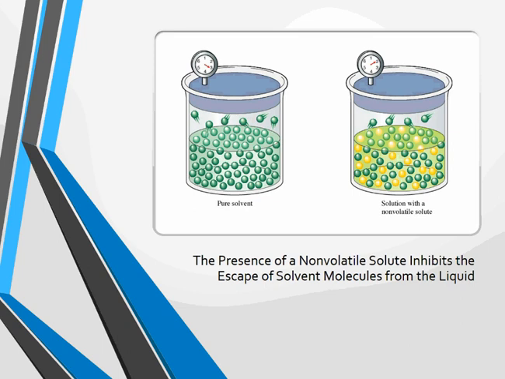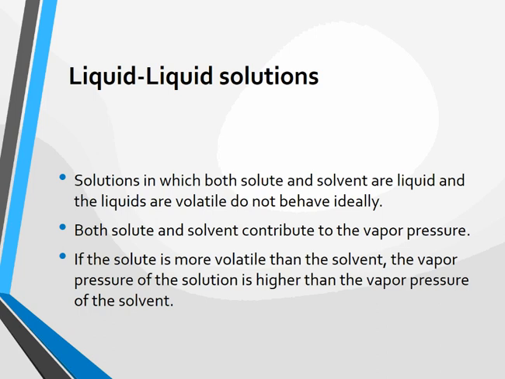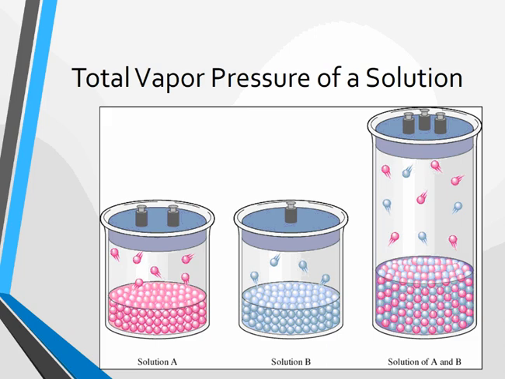So now let's look at liquid solutions. Liquid solutions in which both solute and solvent are liquid, and the liquids are volatile, do not behave ideally. Both solute and solvent contribute to the vapor pressure of the system. If the solute is more volatile than the solvent, the vapor pressure of the solution is higher than the vapor pressure of just the solvent. So here we go. Two vapor pressures, and they're additive.